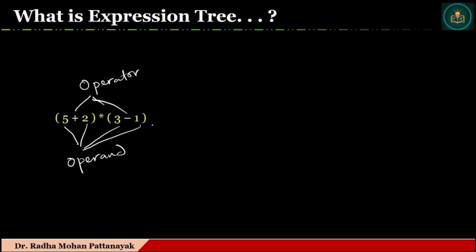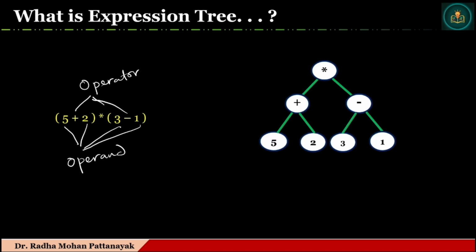Whenever we represent this mathematical expression in the form of an expression tree, normally the operators will be represented as internal nodes and the operands will be represented as leaf nodes. If you represent that mathematical expression in the form of expression tree, then that expression tree will look like this. So here if you observe, multiplication, plus, minus are represented as internal nodes, and 5, 2, 3 and 1 are represented as leaf nodes.